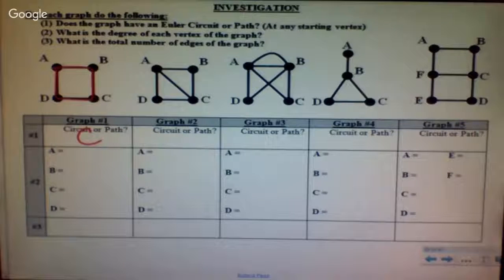Number 2 wants us to find the degree of each vertex of the graph. What is the degree of A? 2. There are 2 lines coming out of it. It's 2 for everybody. And the last thing they want us to find is the total number of edges of the graph. 4.